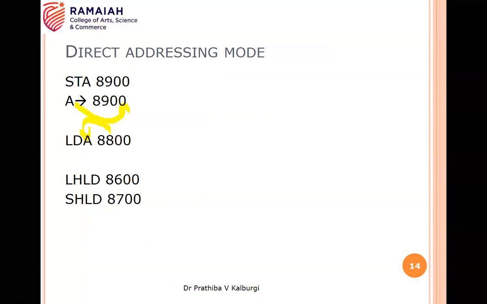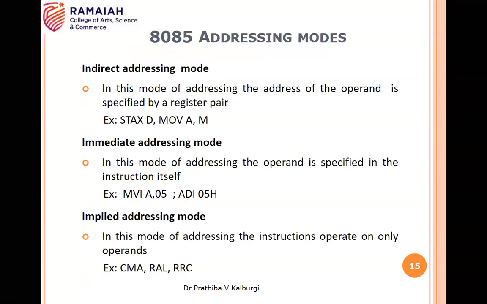And then coming to the indirect addressing mode. In this case, the address of the operand is going to be specified by the register pair. Register pair in the sense you have your PC.